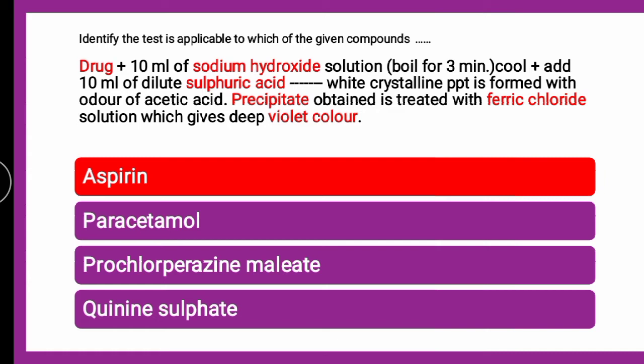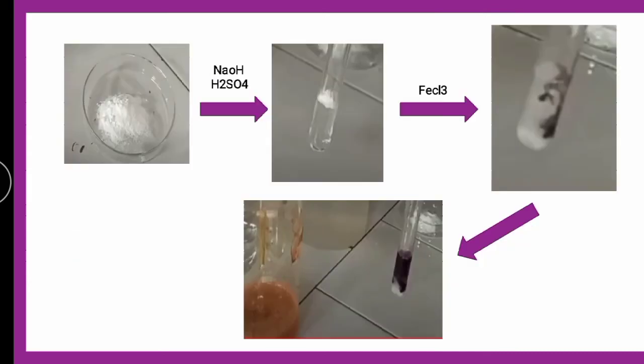Now why does it form a violet color with FeCl3, why is the precipitate treated, and what happens with the filtrate? All these things we are going to cover in the reaction theory. So to start with the answer explanation, you can see the test: the drug is treated with NaOH and H2SO4, a precipitate is formed, and the filtrate. When you filter this and treat the precipitate with FeCl3, it will give the violet color, as you can see here.